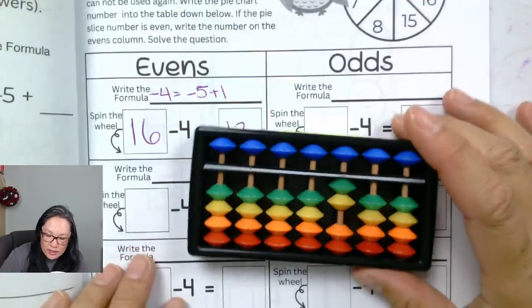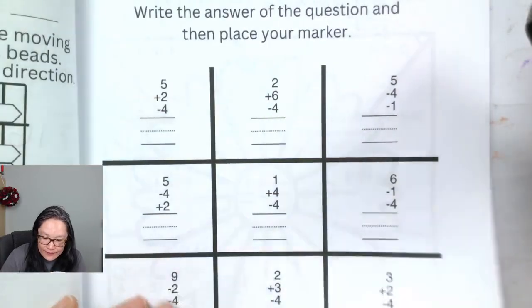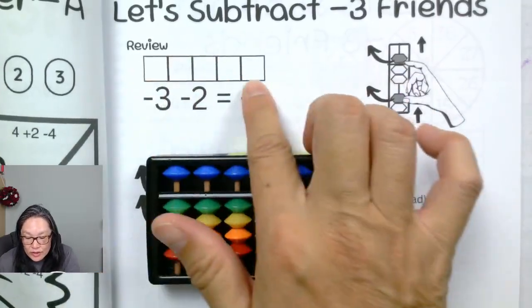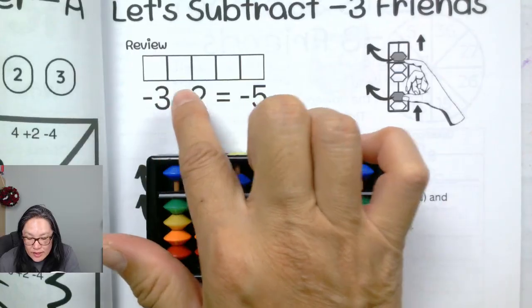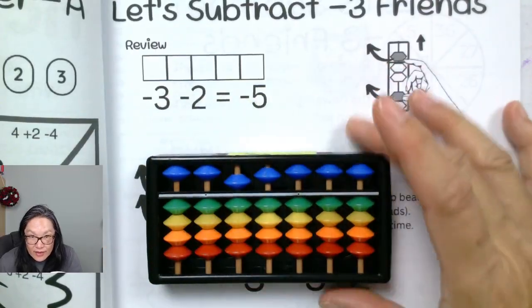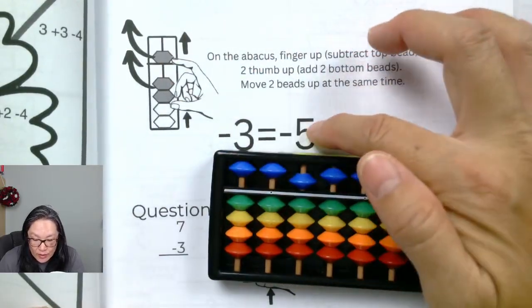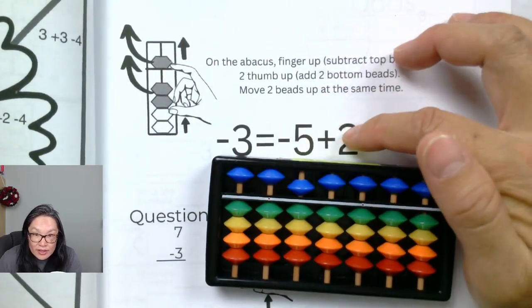All right, so that is minus the 4. Yay! Here is minus 3. When we take away the 3, we want to use this as a review. Minus 3 minus 2 equals minus 5. So then, we need to move the beads up. We want to minus the 5 plus the 2.